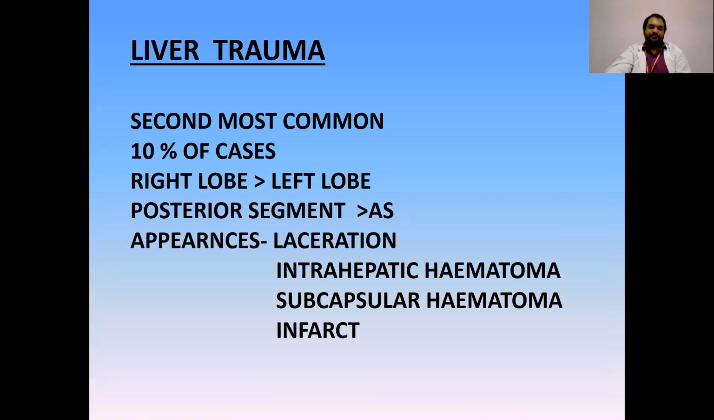Liver trauma. It is the second most common after the splenic trauma, accounts for 10% of the cases. The most common lobe affected in liver trauma is the right lobe than the left lobe. And in the right lobe, the posterior segment involvement is more common than the anterior segment. Appearances on CT are laceration, intrahepatic hematoma, subcapsular hematoma, and infarct.